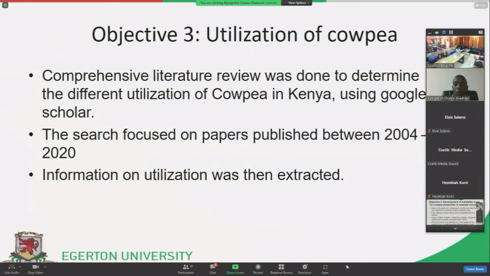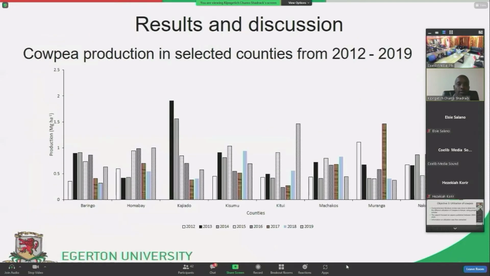For objective 3 on the utilization of cowpea, a comprehensive literature review was done using Google Scholar and focused on papers published between 2004 and 2020. The information on utilization was then extracted.